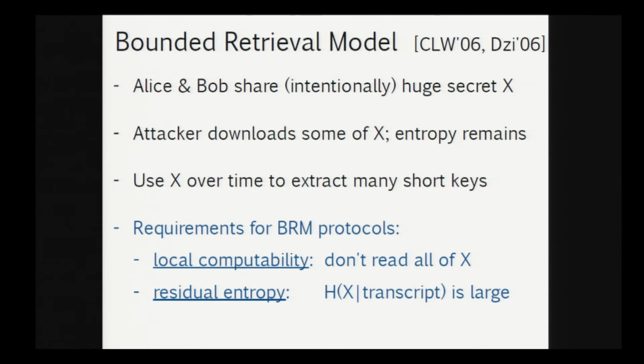Okay, so the requirements for protocols in the bounded retrieval model are two. One, the protocol needs to be locally computable. So we don't want to have to look at the whole secret X each time we compute the protocol because it might be huge. And the other is that the protocol should have high residual entropy. So residual entropy is related to the notion of entropy loss that I was saying, but the idea here is the entropy that X has left over after the protocol should be high.